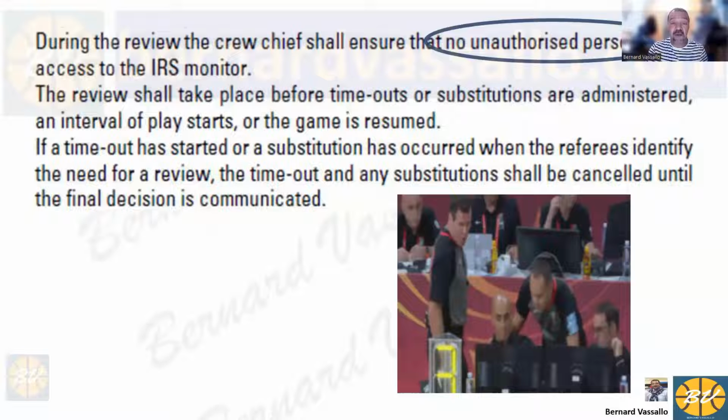No other persons should be next to them, suggesting anything to them, especially no bench personnel from the team benches should be there reviewing the play with the referees. The review is solely for the referees, the crew chief and his colleague or her colleague who are reviewing the play.